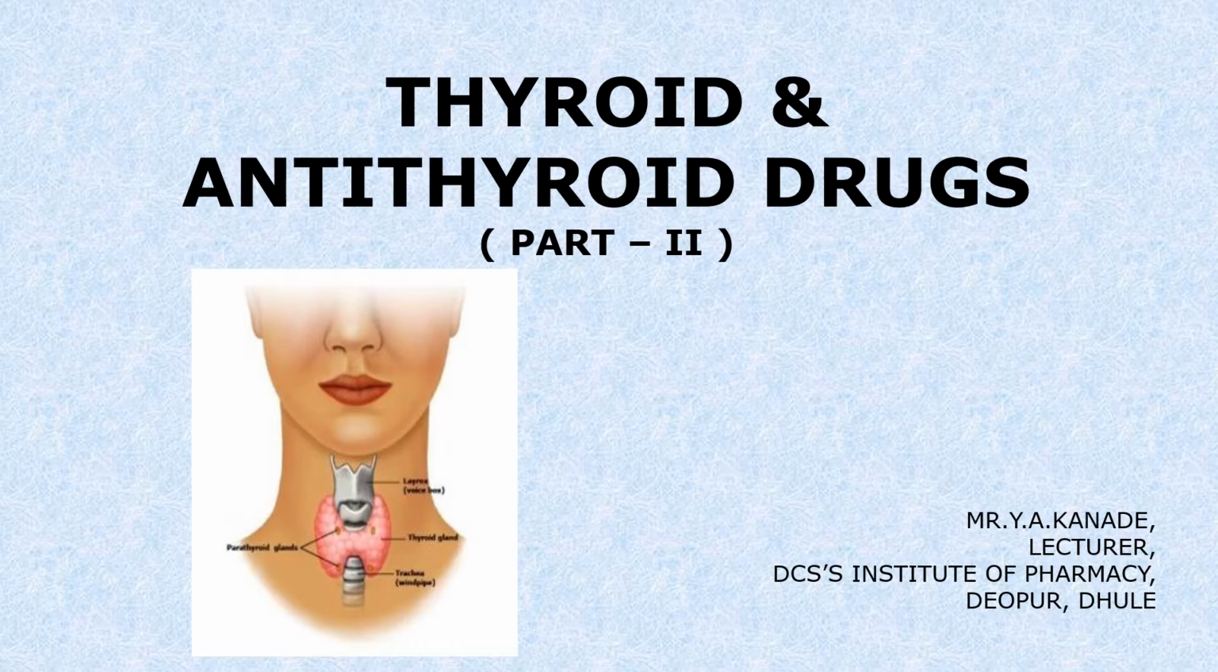Our today's topic is part 2, that is thyroid and antithyroid drugs. In previous lecture, we have studied about thyroid gland, its biosynthesis, disorders, etc. In today's lecture, we are going to see the drugs which are used in treatment of goiter, hypothyroidism and hyperthyroidism. Before that, we are going to see the properties of drugs.